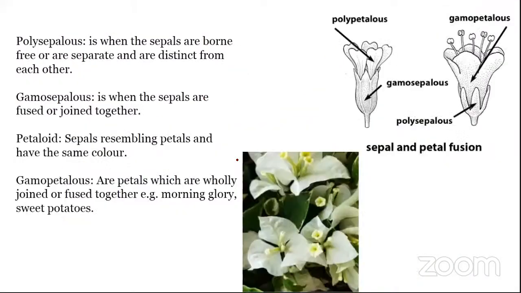So from there, coming here, we have polysepals. Polysepalous is when the sepals are borne free, or are separate and distinct from each other. And this is where our friend talked of the polypetalous. With polypetalous, you can see that the petals are free, okay? And they are separate.